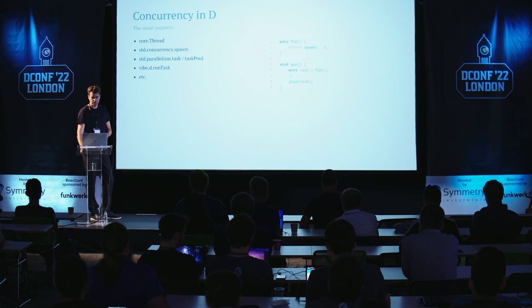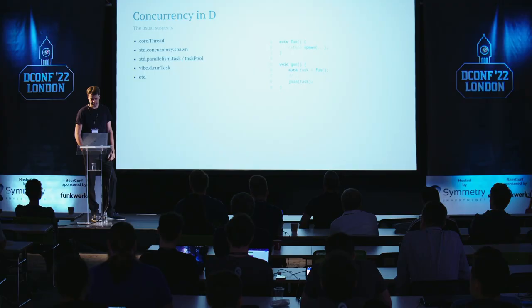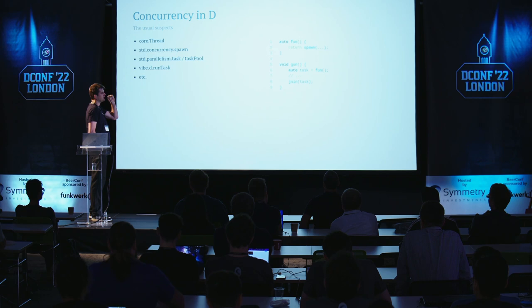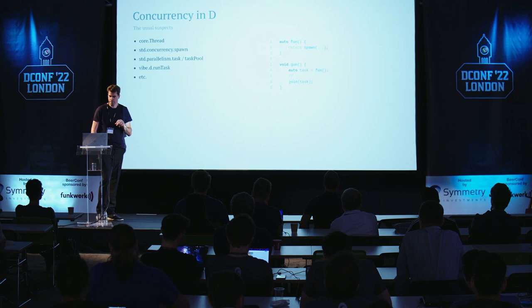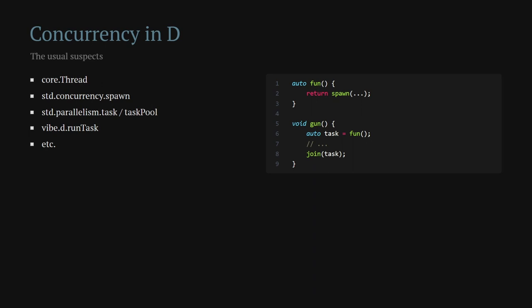So how about in D? Well, we have threads too. We have concurrency spawn. We have parallelism task. And there's vibe.d and others. There's a bunch of others too. I tried Mecha and Ocean. I couldn't get them to compile, but they all basically center around this similar idea of spawning something and then later joining it. But there's something really wrong with that API. And I'm going to go to the next slide, and just two words are going to change here, and I hope that can illustrate the problem a bit.